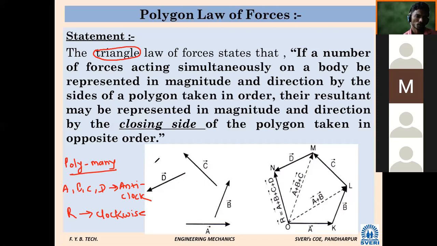Actually, the word "may" should not be there, because it indicates probability. Then their resultant is represented in magnitude and direction by the closing side of the polygon taken in opposite order or reversed order, like this. Okay, so only the statement will be asked in your exam, either for triangle law of forces or polygon law of forces. Only the statement. Okay, have you understood?